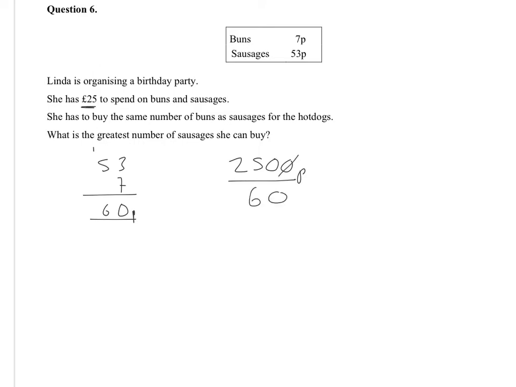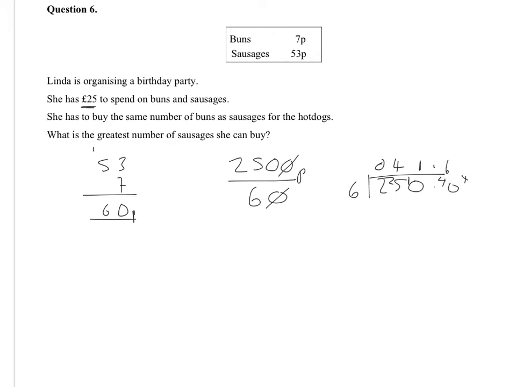So we can cancel the tens, and then we'll do 250 divided by 6. 6 into 2 doesn't go. 6 into 25 goes 4 times, remainder 1. 6 into 10 goes once. Now we are into the decimals, remainder 4. 6 into 40 goes 6 times, remainder 4.